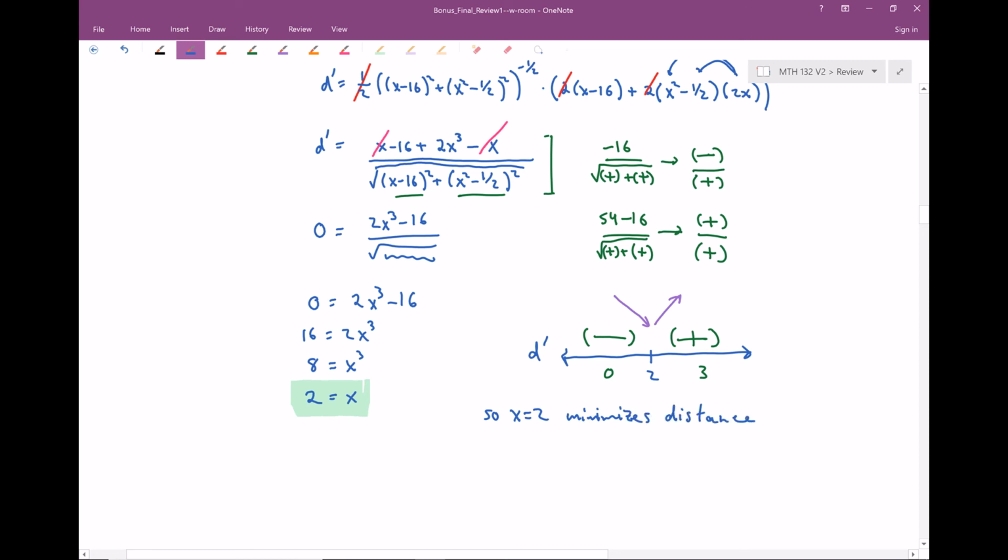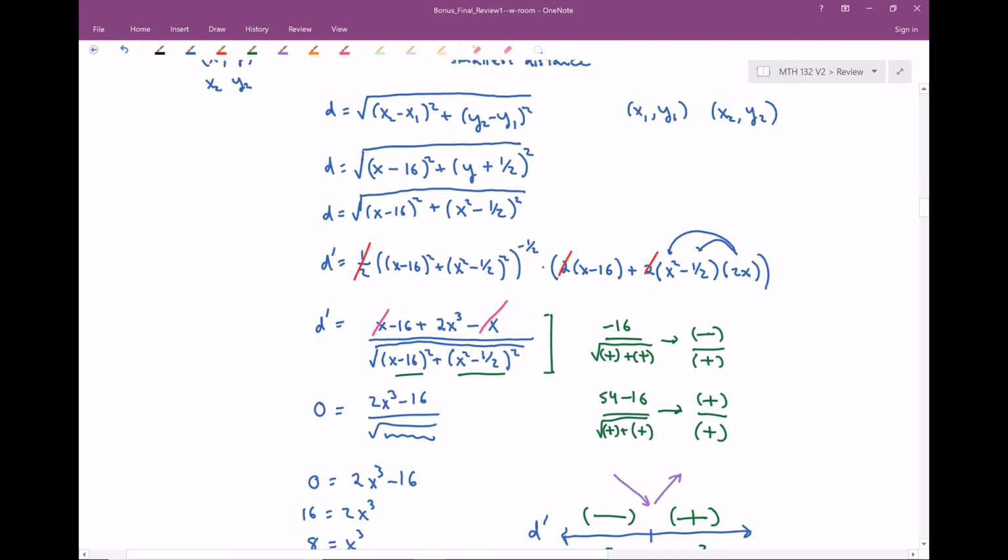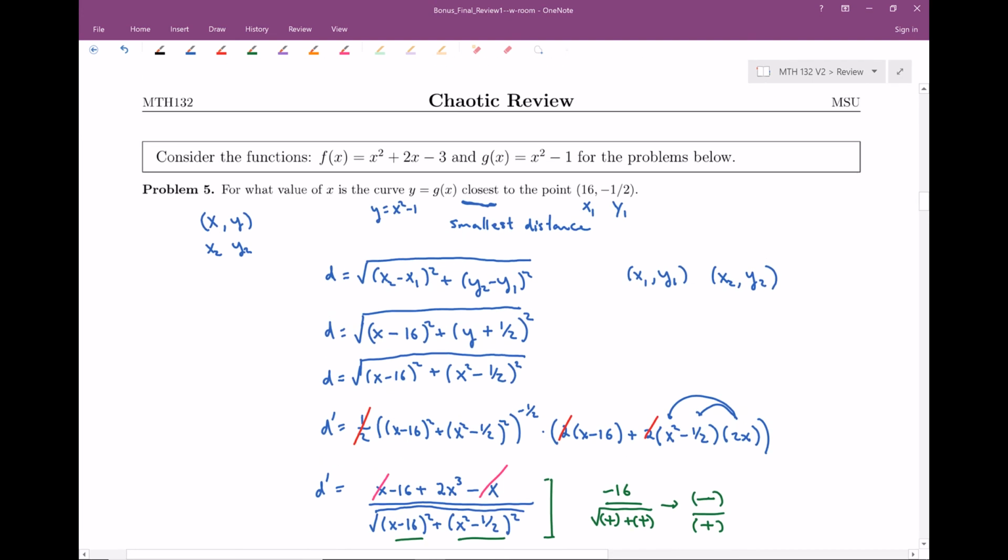And the last thing we need to do is go back and read our problem. Sometimes it can ask for what is the minimum distance, or maybe it asks for what is the point, an x value and a y value that minimizes distance. So we need to make sure that we've answered the question that was posed. In this case, it asks for what value of x. So notice it doesn't ask for the y value. It doesn't ask for the point. If it asks for a point, we need the x value and the y value.